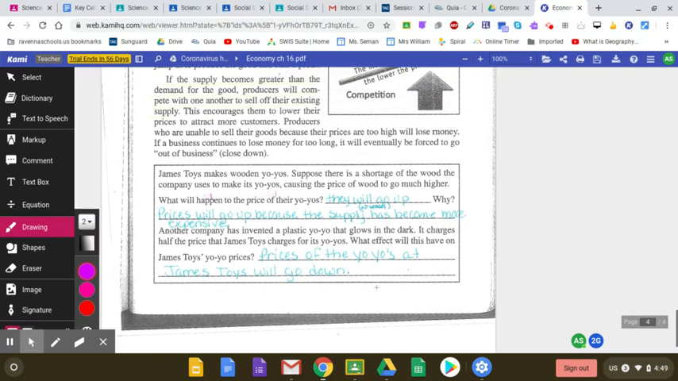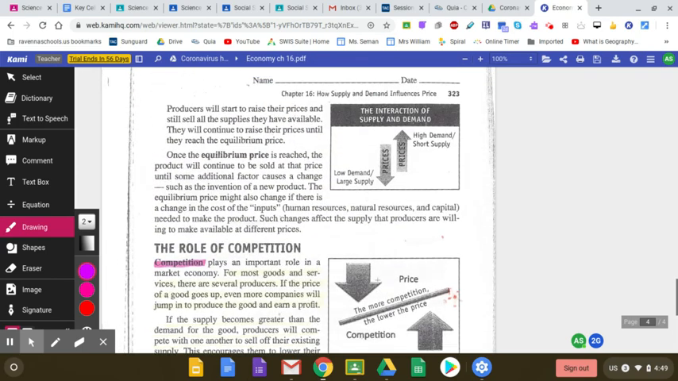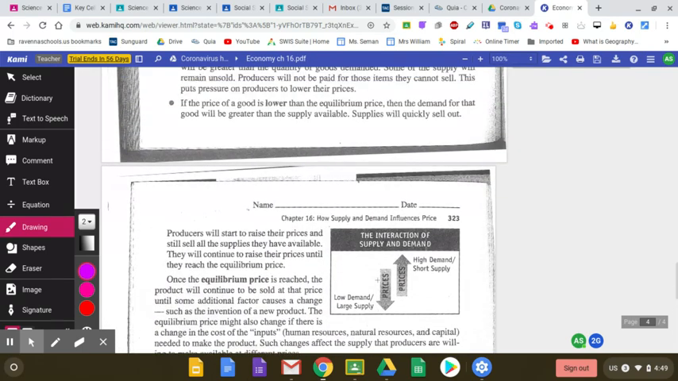That is the last page of our chapter 16, how supply and demand influences prices. Our next chapter is going to be chapter 17, and that is comparing goods. The chapter is actually called Comparing the Price and Quality of Goods.